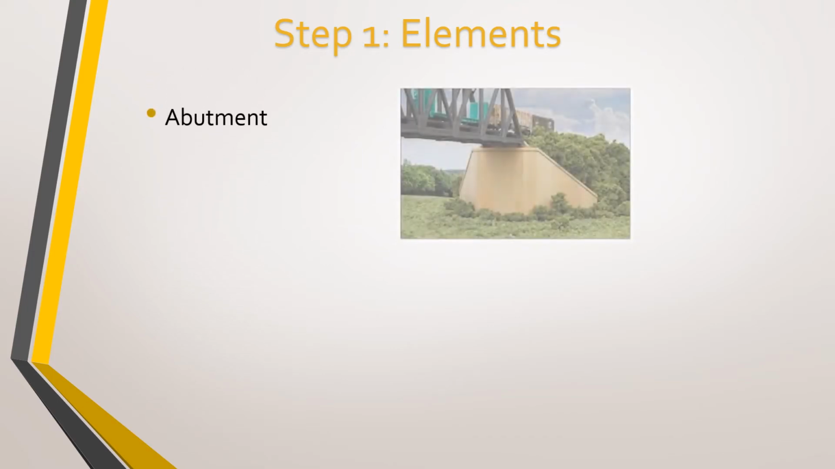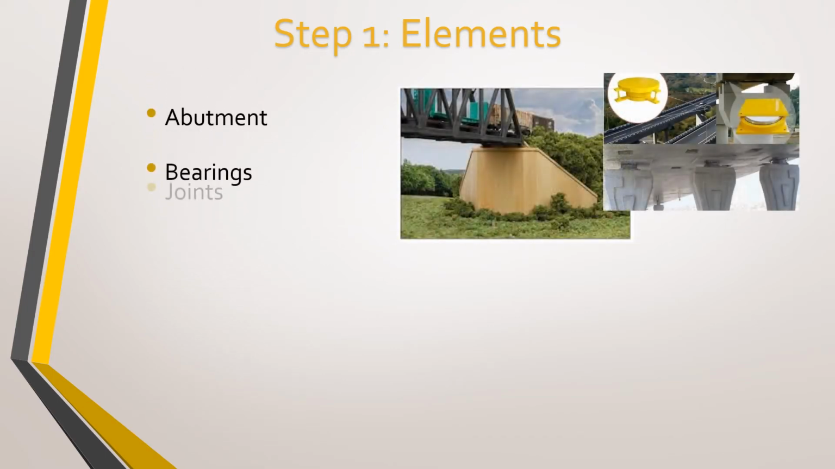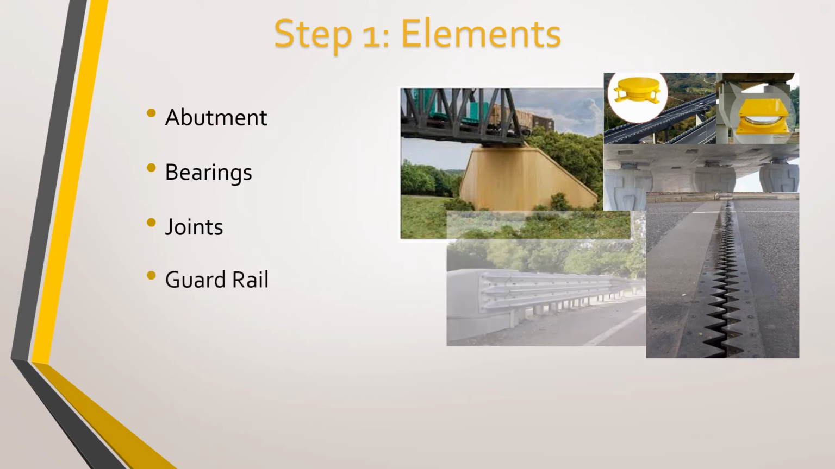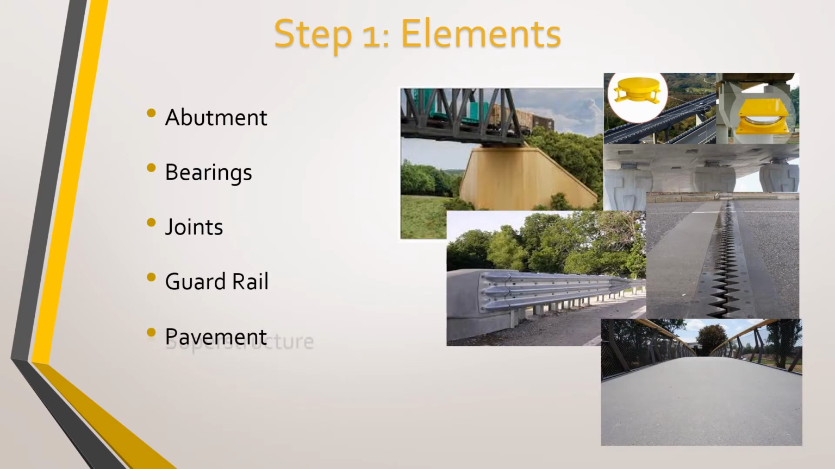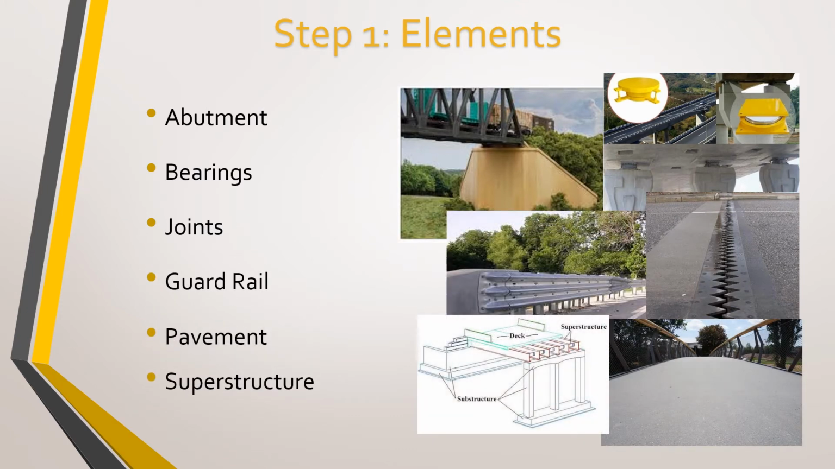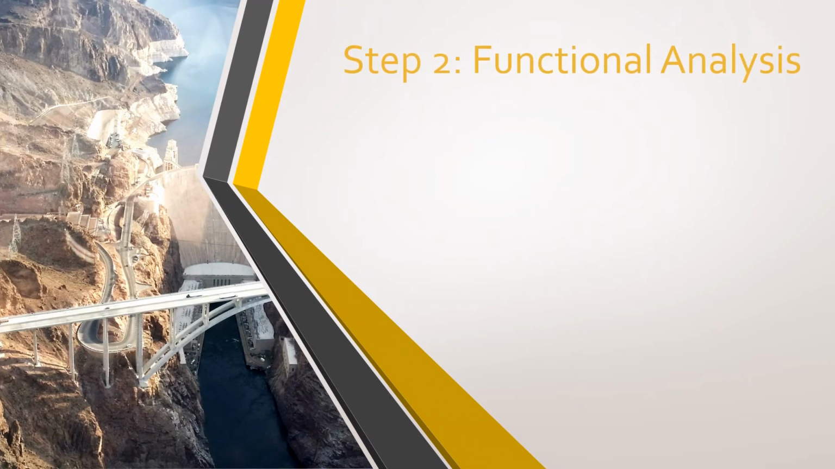The first step of the analysis is to determine the elements, and the province gave them to us. The first one is the abutment, the second the bearings, followed by joints, guardrail, pavement, and finally superstructure. The second step of the analysis is then to conduct the functional analysis. Here we determine element functions.